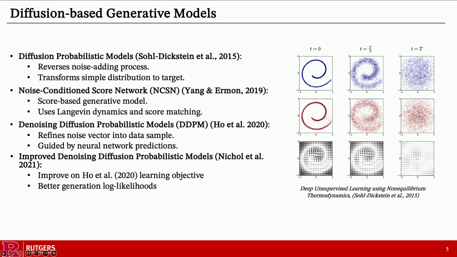Okay, so they've been around since 2015, starting from statistical non-equilibrium thermodynamics. That's where the term diffusion comes from. There have been a lot of variations, but the implementations that we've been using are mostly the 2020 denoising diffusion probabilistic models, or DDPMs for short, and their improved formulation from 2021.